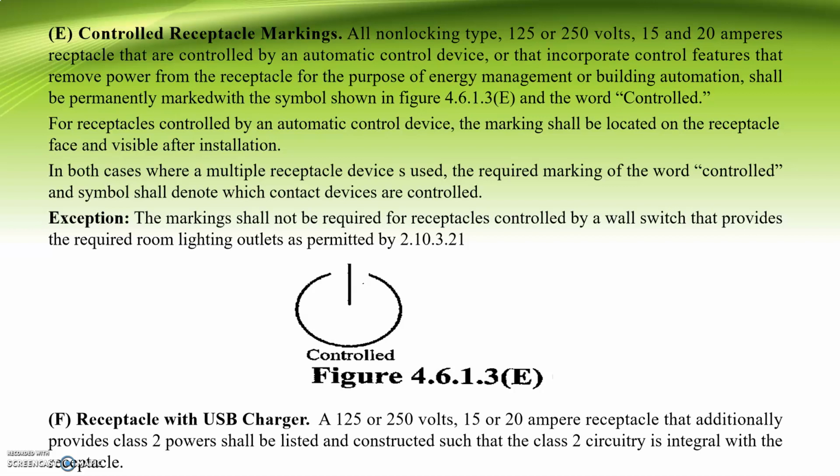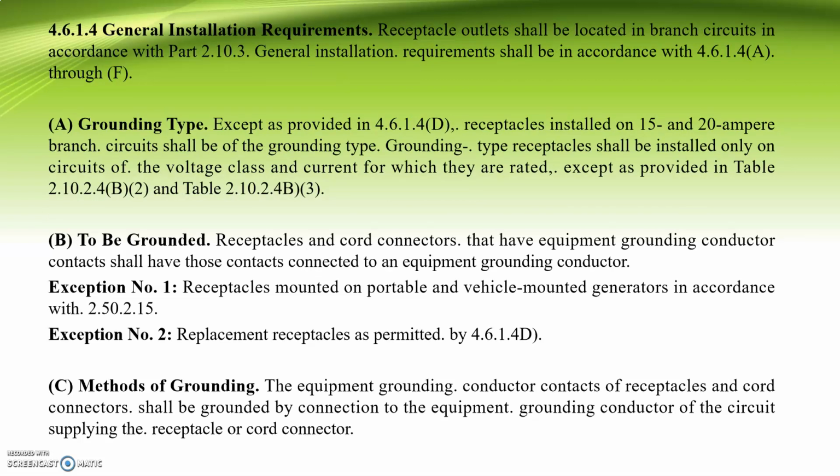F, receptacle with USB charger. The 125 or 250 volt, 15 or 20 ampere receptacle that additionally provides Class 2 power shall be listed and constructed such that the Class 2 circuitry is integral with the receptacle. Chapter 4.6.1.4, general installation requirements. Receptacle outlets shall be located in branch circuits in accordance with Part 2.10.3. The general installation requirements shall be in accordance with Chapter 4.6.1.4a through F.